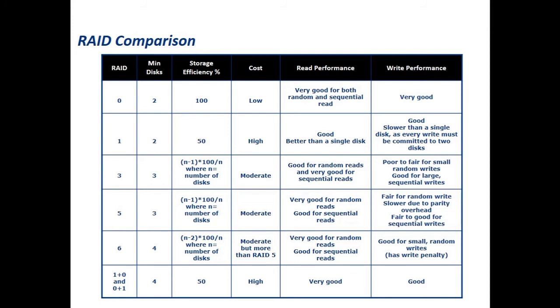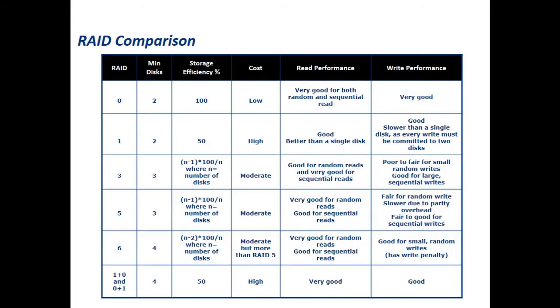Storage efficiency is computed using the formula (n minus 1) into 100 divided by n, where n is the number of disks. If you have the number of disks, you can compute the storage efficiency using the formula (n minus 1) into 100 by n. Cost is moderate. Read performance is good for random reads and very good for sequential reads. Write performance is poor to fair for small random writes, but good for large sequential writes. Hence it can be used for services such as video streaming, since data has to be read one stripe at a time or in parallel.